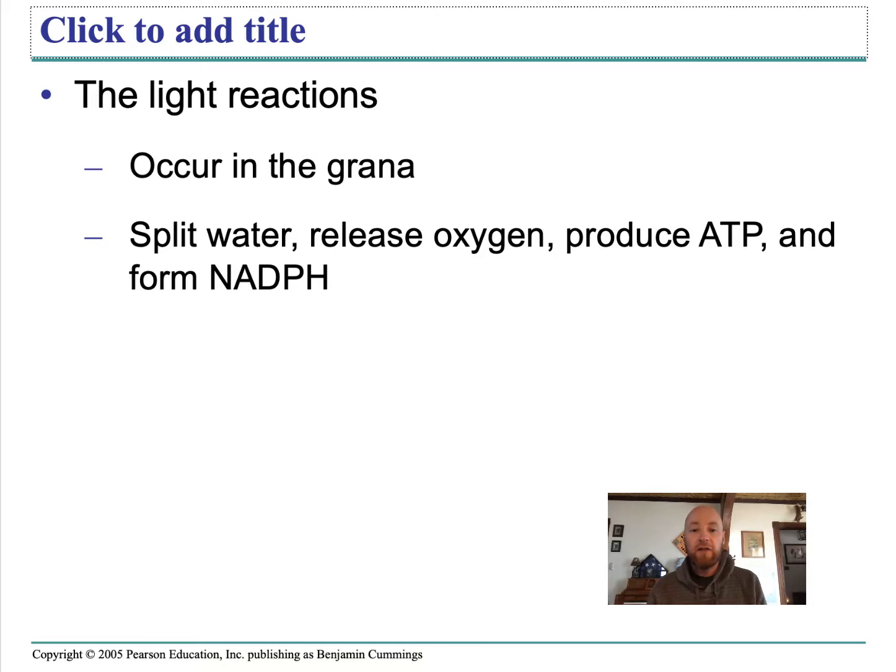So the light reactions occur in the grana on the thylakoid membrane, and their job is to capture the energy from sunlight to split water, releasing the electrons and the hydrogen ions, which will shuffle the electrons around. We're pulling those hydrogens off, so we're left with oxygen, which the plant will release as waste product. We're going to make ATP and NADPH, which is very similar to what we learned in cell respiration.